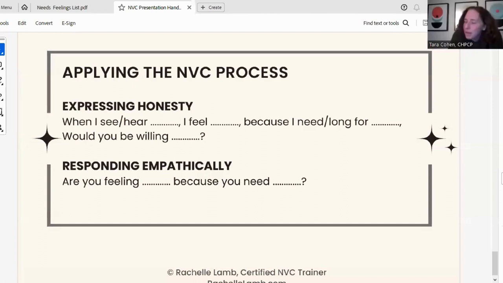Is it okay if I go to the chat box and share some of what's there? Yes, please do. Excellent. Let me just expand it here so I can see. I'm going to go back a little bit.